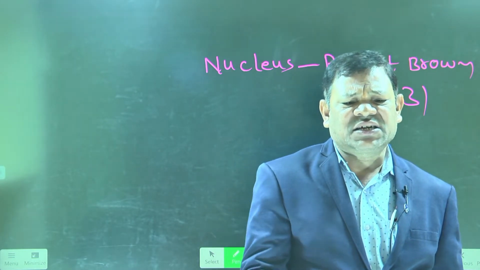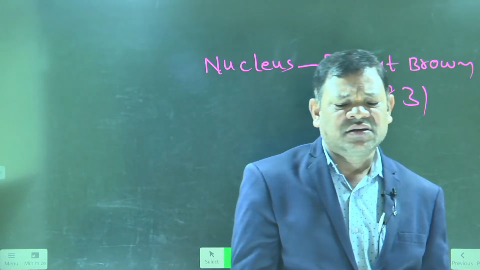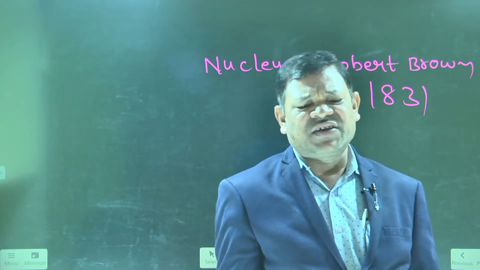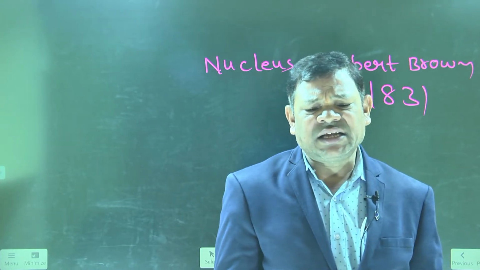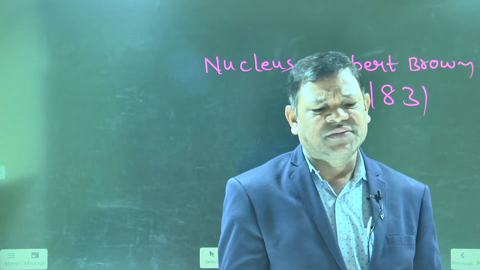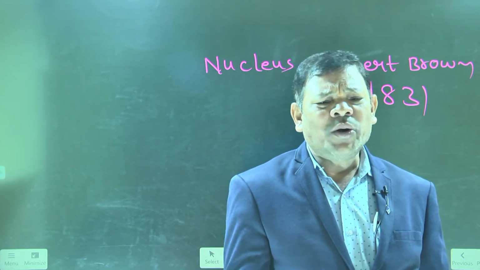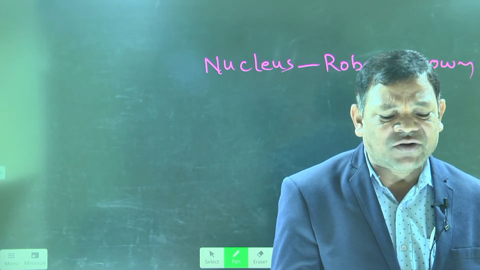The cell. The structural functional unit of the living organism is dash. The basic unit of life is called dash. The building blocks of life is dash. Okay, very good. Who discovered the cell theory? Cell theory was discovered by whom?